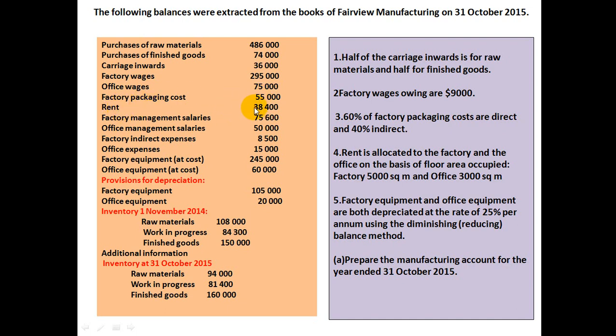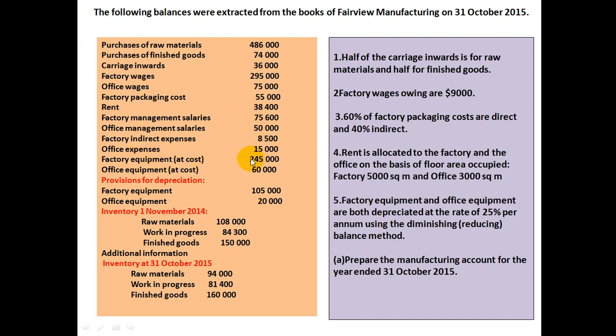Rent is 38,400. Factory management salaries are the indirect expense which will be taken in factory overhead. Office management salary is the administration expense which will be taken in income statement expenses. Factory indirect expenses are 8,500. Office expenses are 15,000. Factory indirect expenses will be taken in the FOH of manufacturing account. Office expenses will be taken in the income statement of expenses portion.